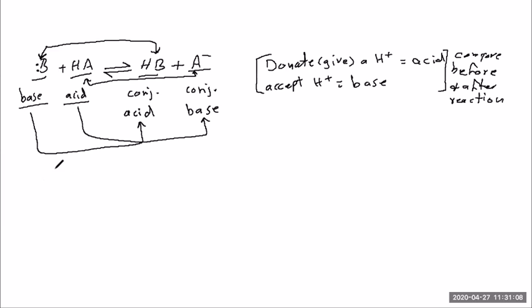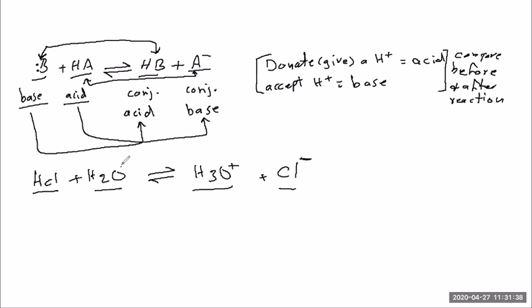Let's look at these two examples quickly. Let's say HCl plus H2O gives us H3O positive plus Cl negative. Which one is acid? Which one is base? Compare HCl with the Cl negative, H2O with the H3O positive. Here, HCl gives H positive, gives a proton.